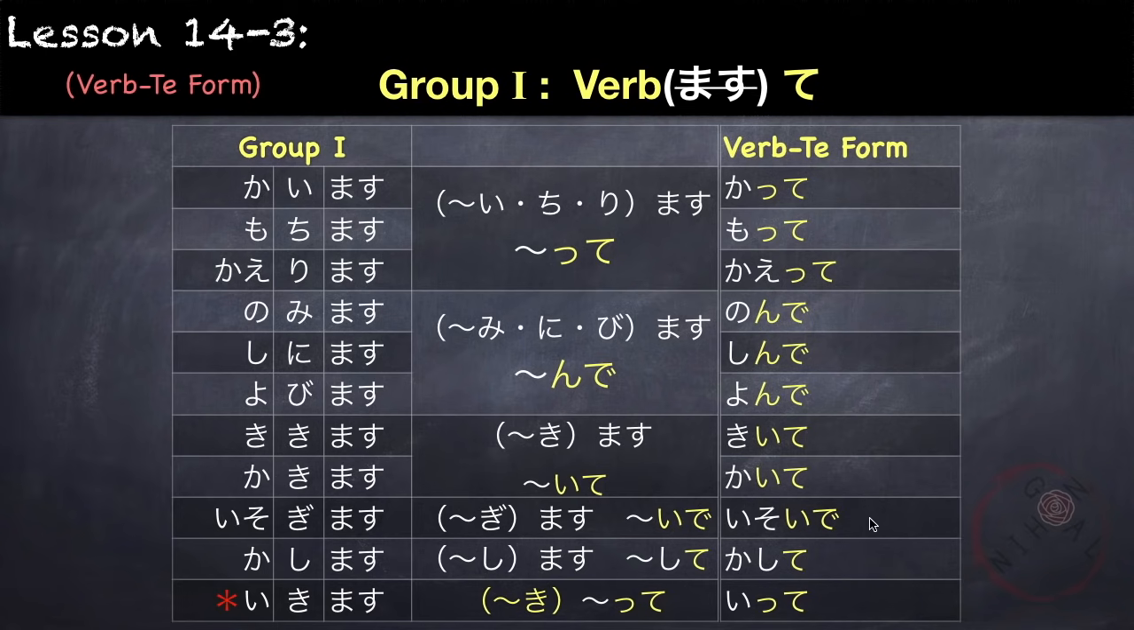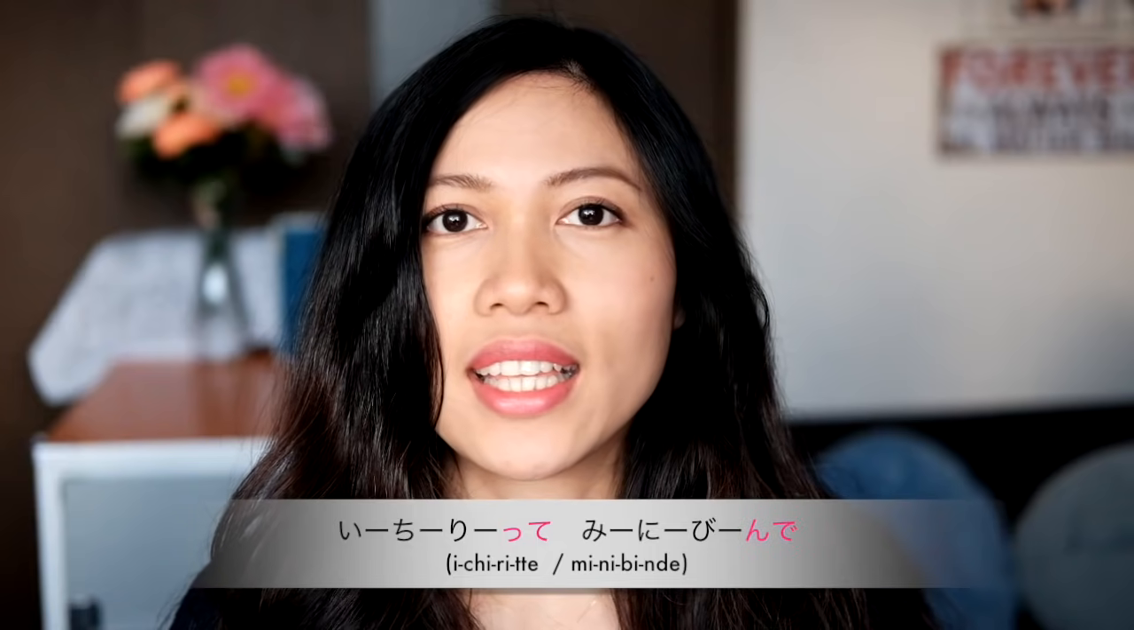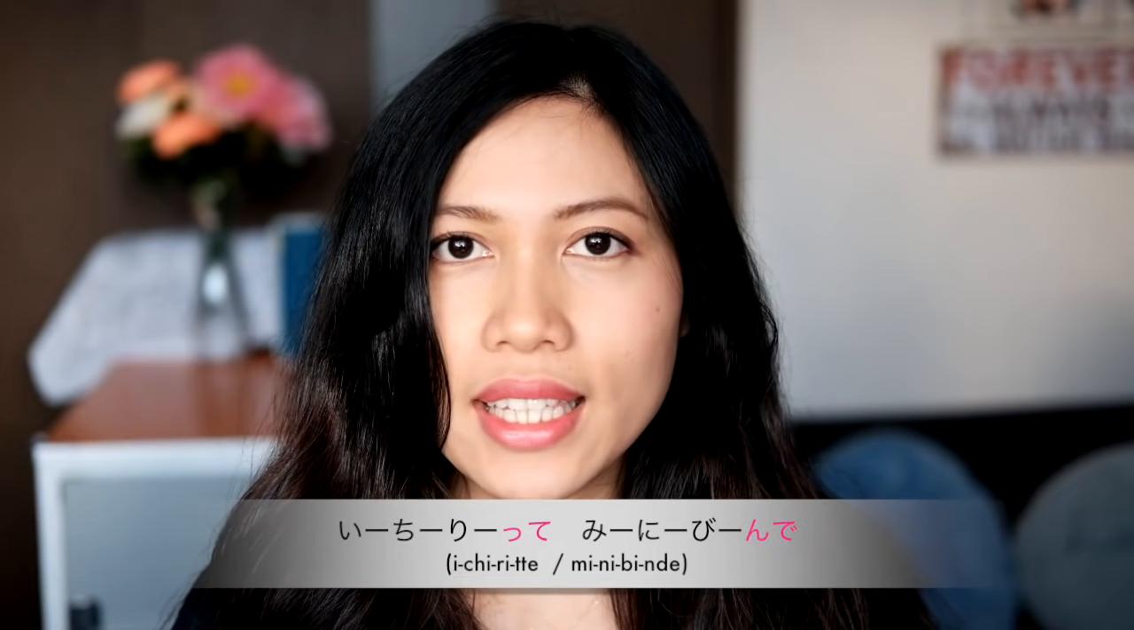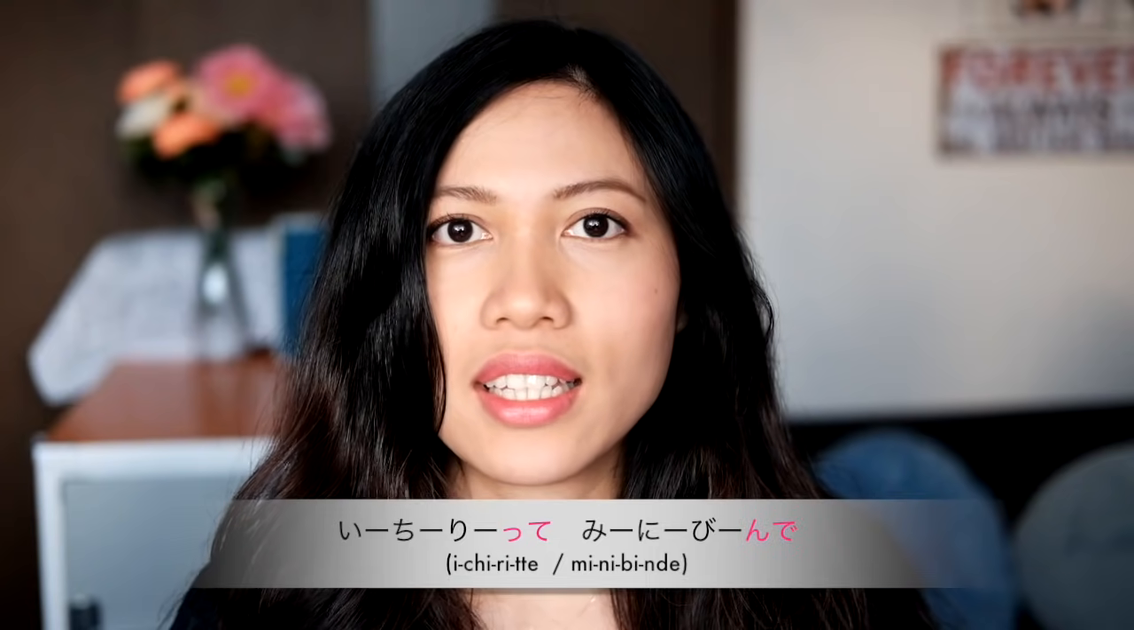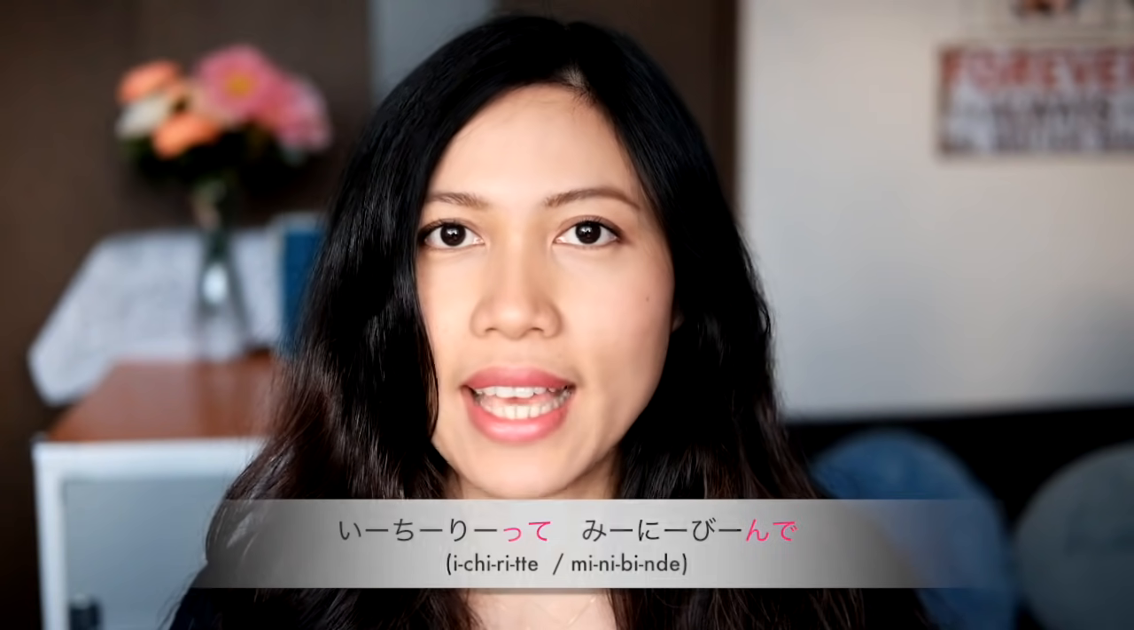Isogimasu becomes isoide. Kashimasu becomes 貸して。And 行きます becomes 行って。So one technique that I learned from one of my teachers when I was still studying Japanese is to just remember this. いちりてみにびんで。いちりてみにびんで。When the syllables are い、ち or り, you attach て. And when the syllables are み、に、び, you attach んで.